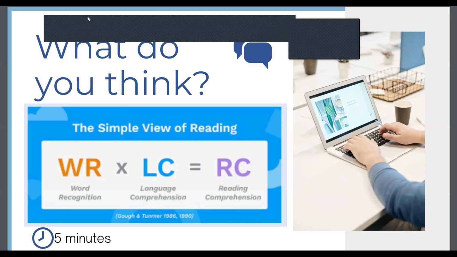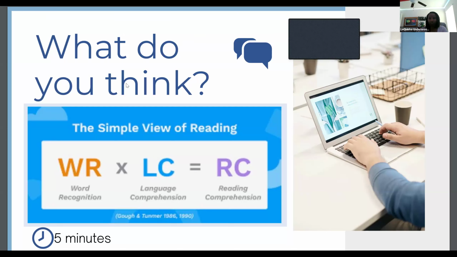All right, 30 seconds remaining on your discussion about the simple view of reading. Ten seconds. 5 seconds.